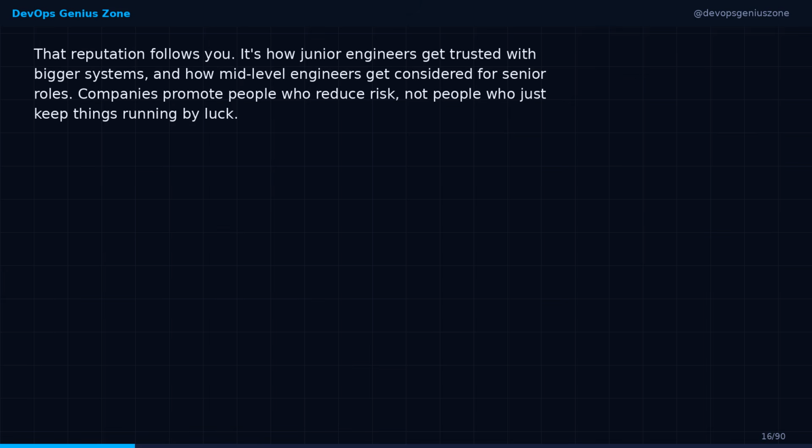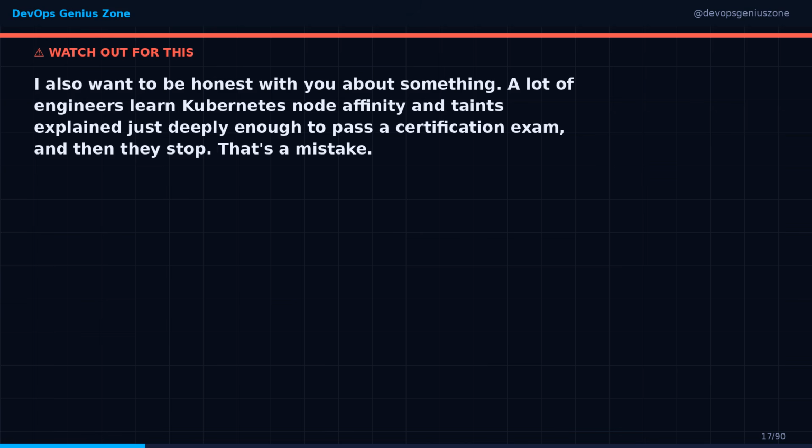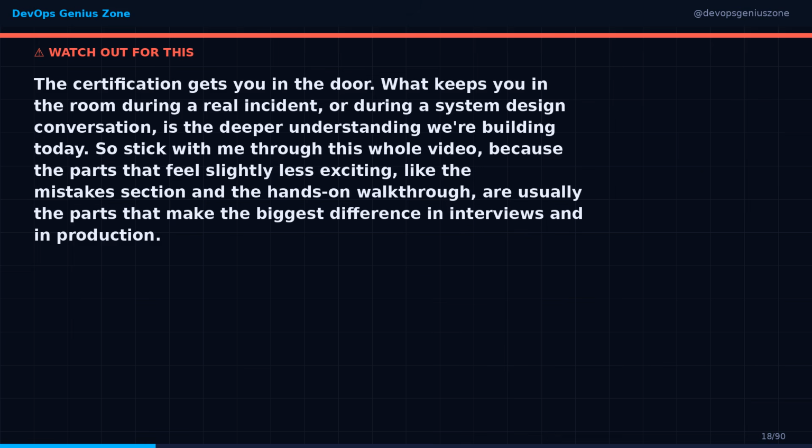I also want to be honest with you about something. A lot of engineers learn Kubernetes Node Affinity and Taints Explained just deeply enough to pass a certification exam, and then they stop. That's a mistake. The certification gets you in the door. What keeps you in the room during a real incident, or during a system design conversation, is the deeper understanding we're building today. So stick with me through this whole video, because the parts that feel slightly less exciting, like the mistakes section and the hands-on walkthrough, are usually the parts that make the biggest difference in interviews and in production.